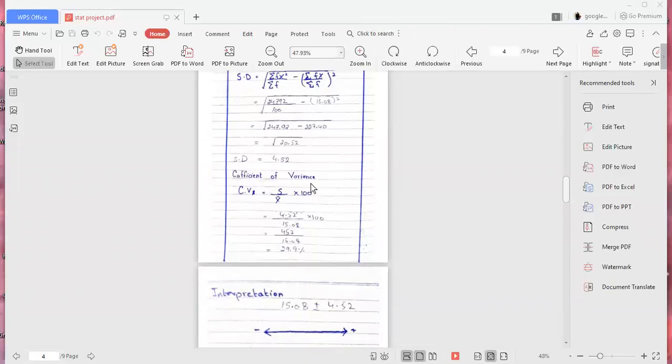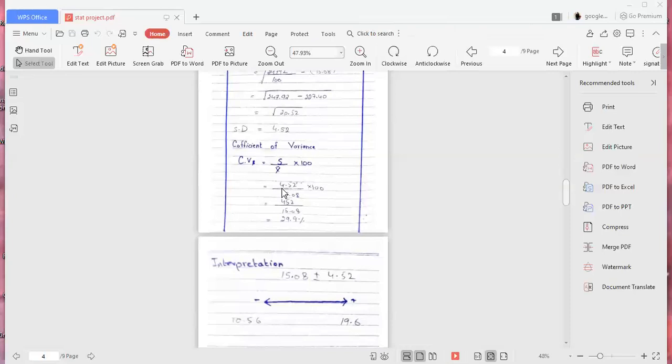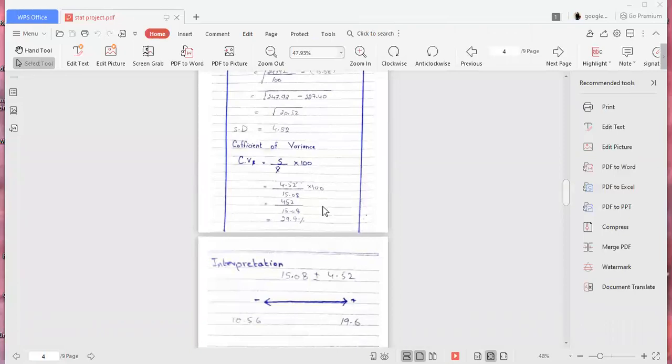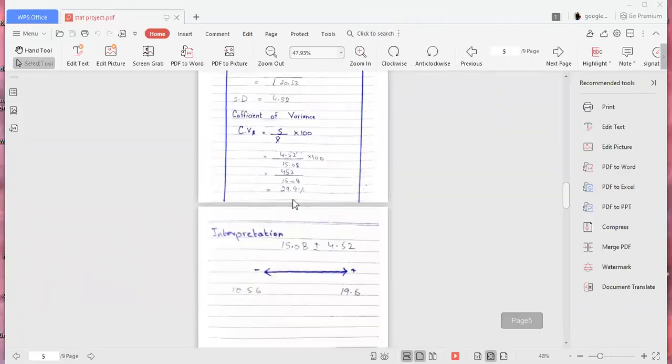Now coefficient of variance. For coefficient of variance, your formula is standard deviation divided by mean multiplied by 100. It actually gives us the percentage of our product, how much our product varies, or is reliable. So standard deviation 4.52 divided by mean 15.08 into 100. Simply multiply 4.52 by 100, that gives you 452, divided by 15.08, that gives you a percentage of 29.9.